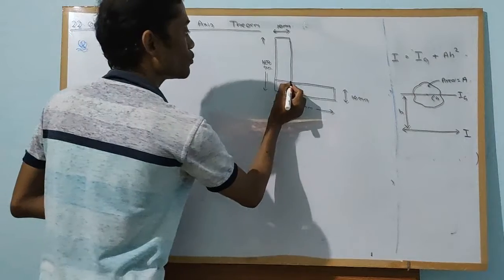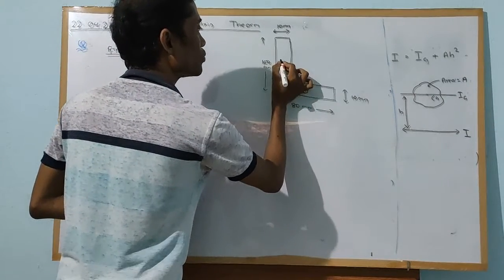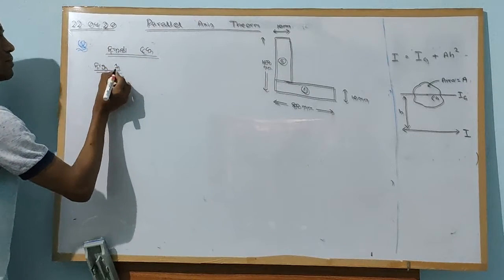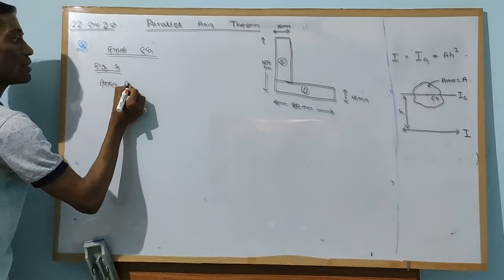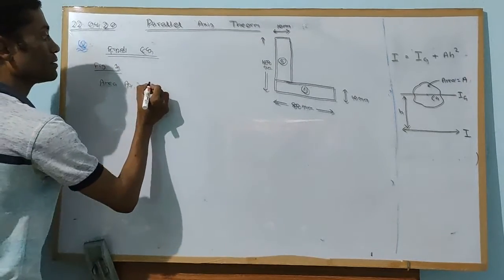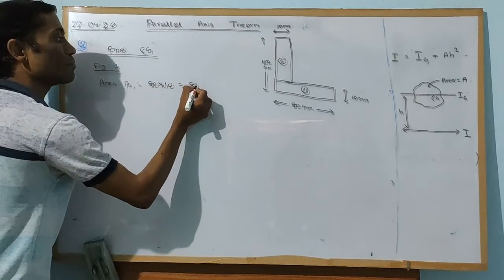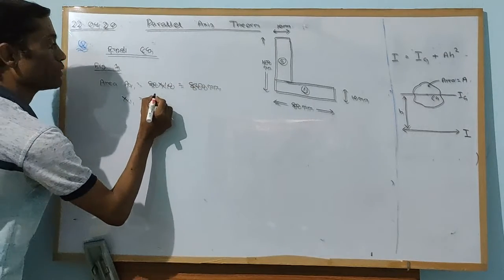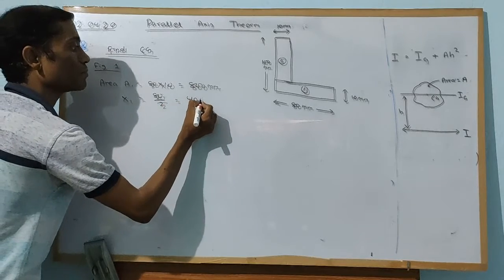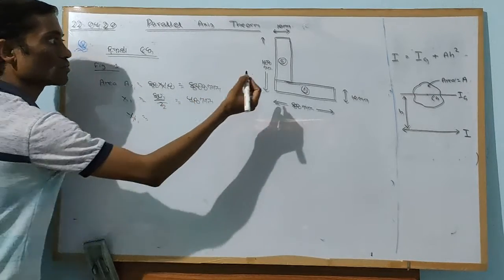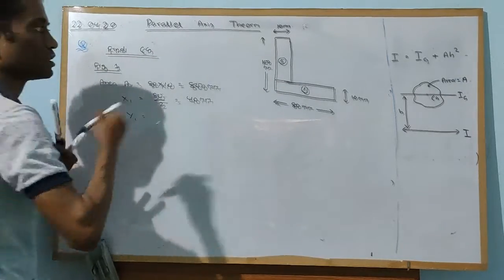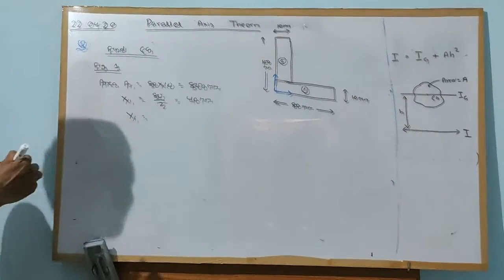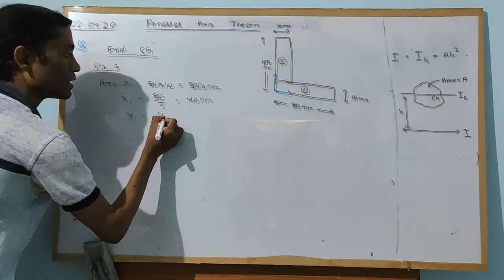So let this figure be divided into 2 regular figures, figure 1 and figure 2. You know how to find the CG. So figure 1, that is a rectangle. Area A1 is 80 into 10, that is 800 mm squared. X1 is 80 by 2, that is 40 mm. Y1, so first of all, this is my reference axis, which you know is always taken from the corner. So Y1 is 10 by 2, that is 5 mm.